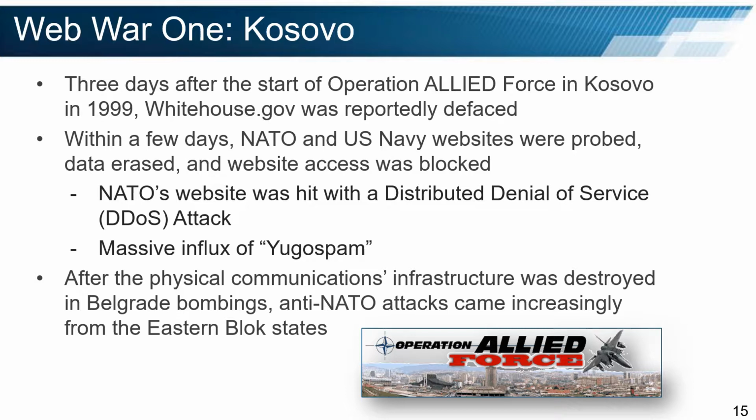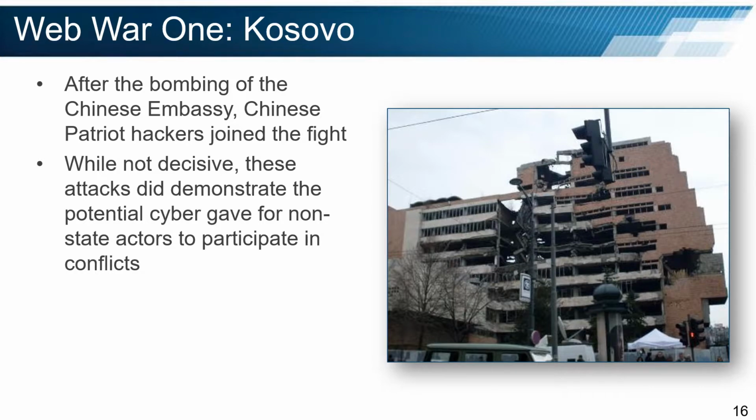NATO email servers went down due to massive influxes of Yugo spam. As the air campaign took its toll on the physical communications infrastructure in Belgrade, anti-NATO cyber attacks increasingly came from the Eastern Bloc states. Web activity increased to a new level after the United States accidentally bombed the Chinese embassy in Belgrade on May 7, 1999. Chinese patriotic hackers joined the fight to express their outrage at what Beijing called a barbaric act.